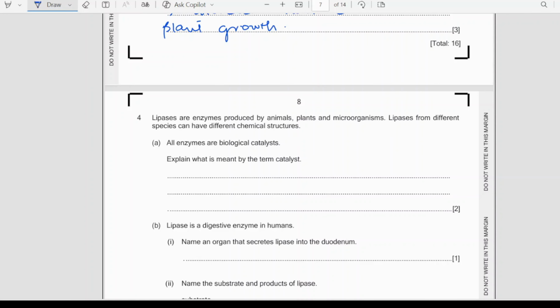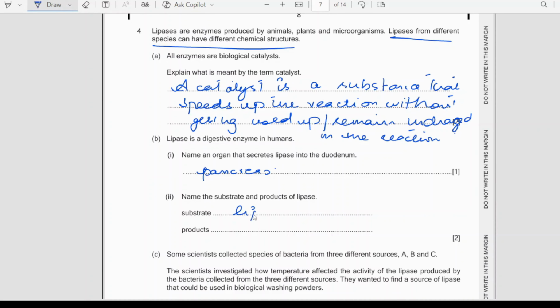Okay, unchanged in the reaction. Number two, name the organ that secretes lipases into your duodenum. Pancreas. Name the substrate and the products of lipase. The substrate is on which it's acting. Lipids. What is the product? Fatty acids and glycerol.